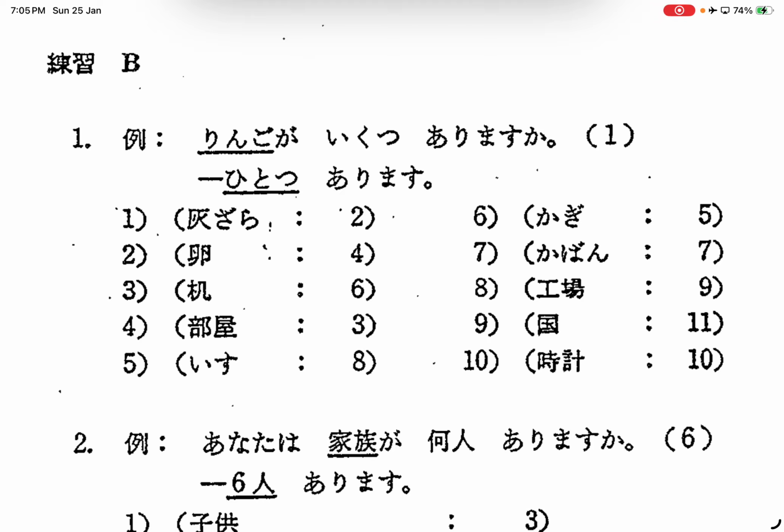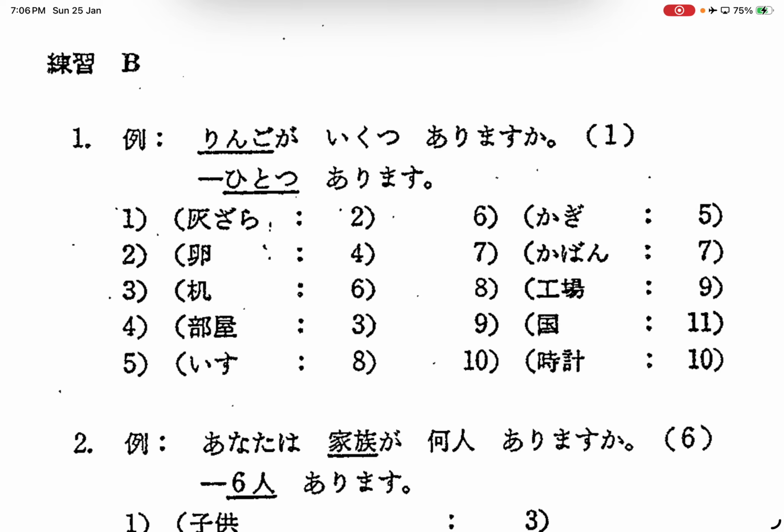Okay, number 1, 灰皿. Maybe we can have Rachel first. 灰皿, how to count? 2つ. 灰皿が2つあります. Okay, number 2, 卵, 4. 卵が4つあります. Thank you. 卵が4つあります. If I don't want 4つ I can use 4個. 4個あります.